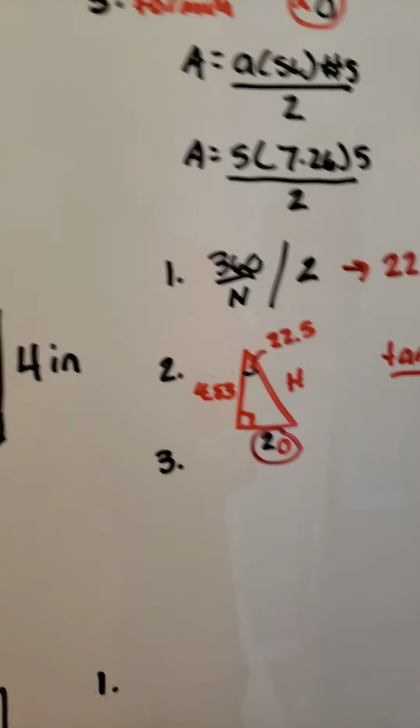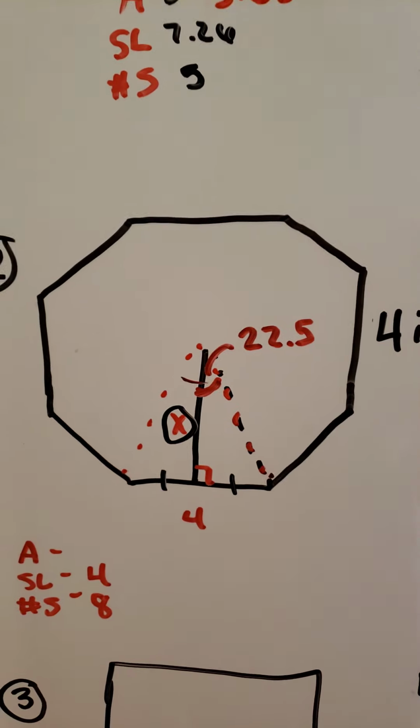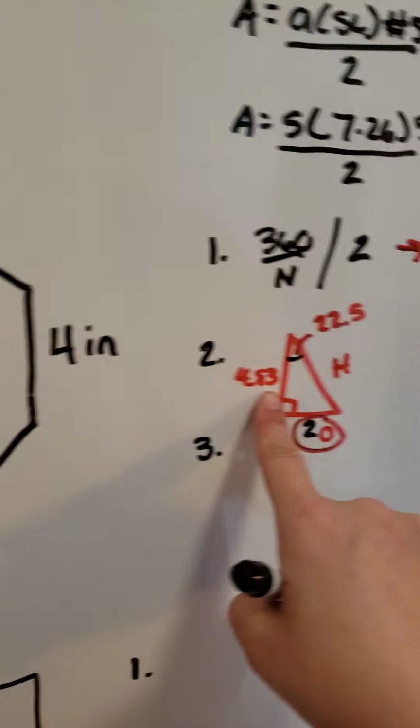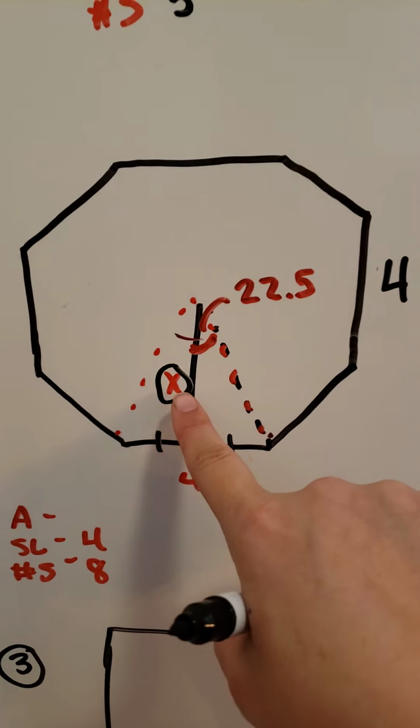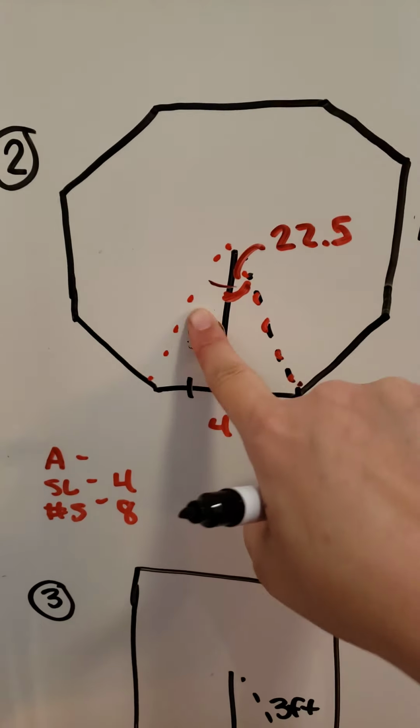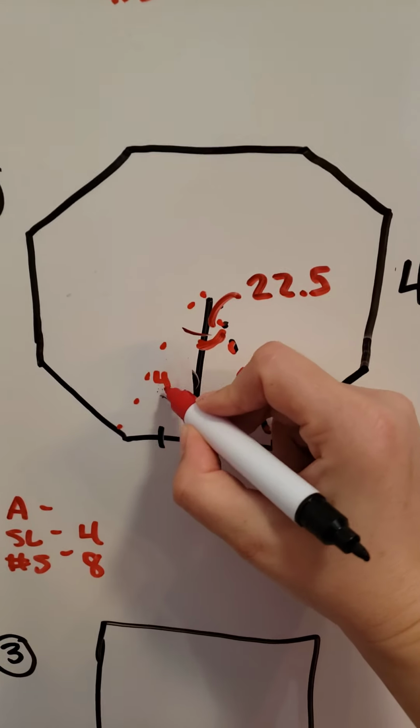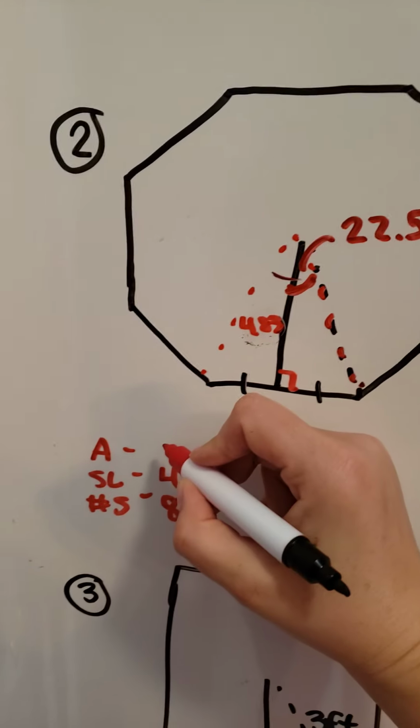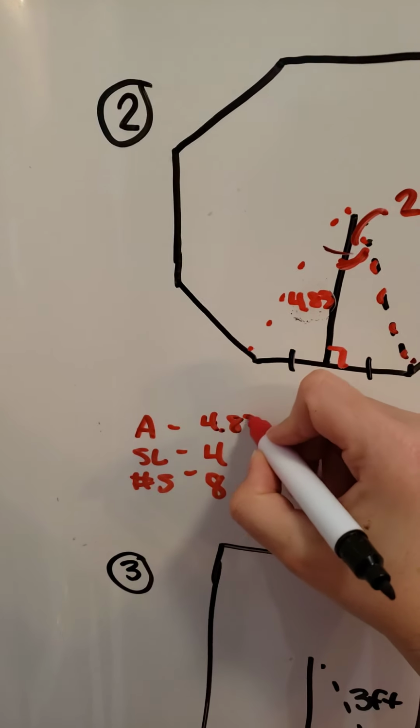Okay. Now, that's my right triangle. So what value did I just find? This side matches this side, right? So this is 4.83. What is that called? That's called my apothem. So I can put 4.83 here.